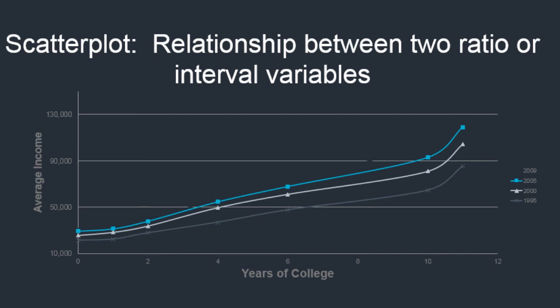Now, this one here is the relationship between income and college, but there's lots of other ways that we can do this. In the example video that I have on creating a scatter plot, I have several different types of examples that you could look at to see how you might use this.